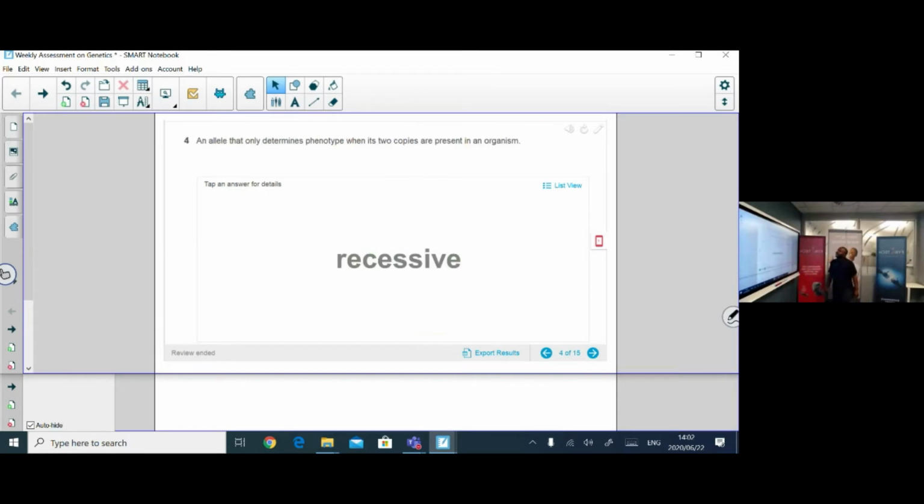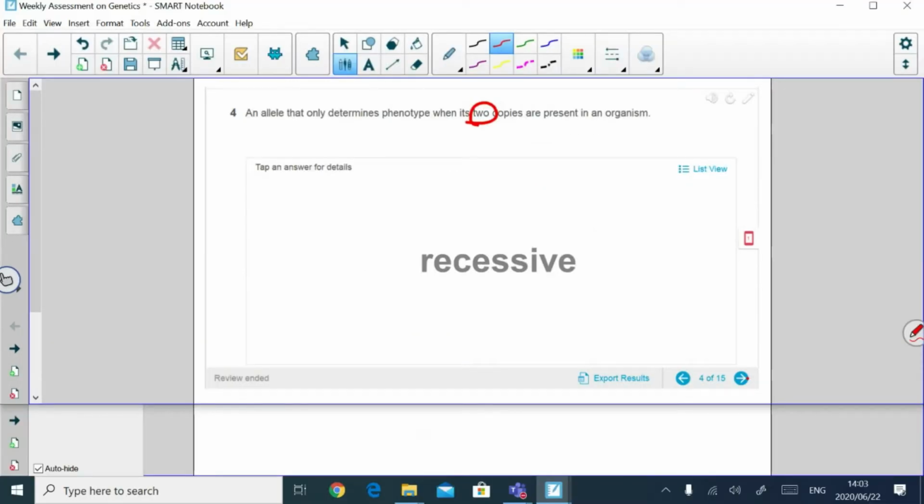An allele that only determines the phenotype when two copies are present in an organism is a recessive allele. We did not do very well on this question, some of us. We'll come back to it when we are looking at a similar question. It will help us to understand. Next question.